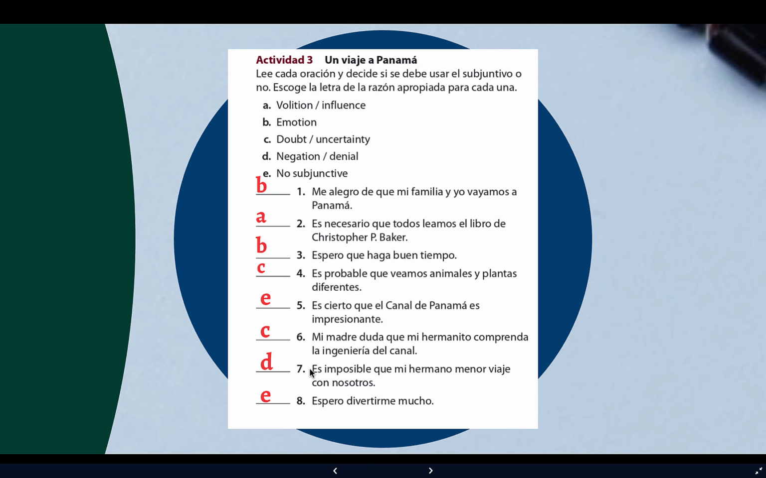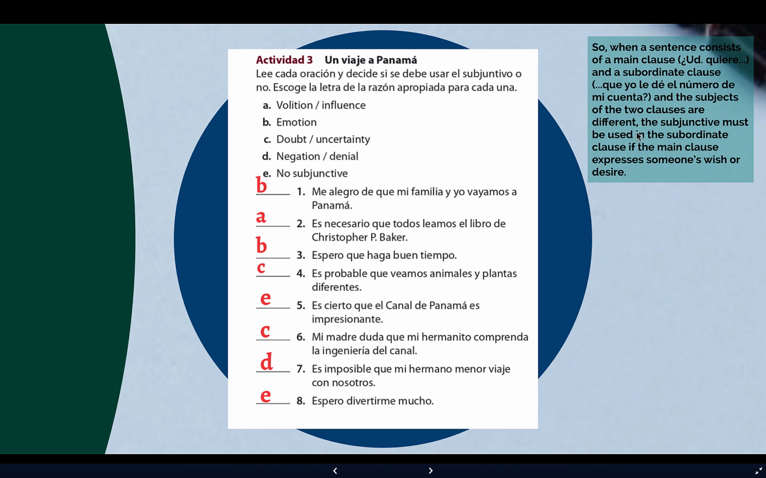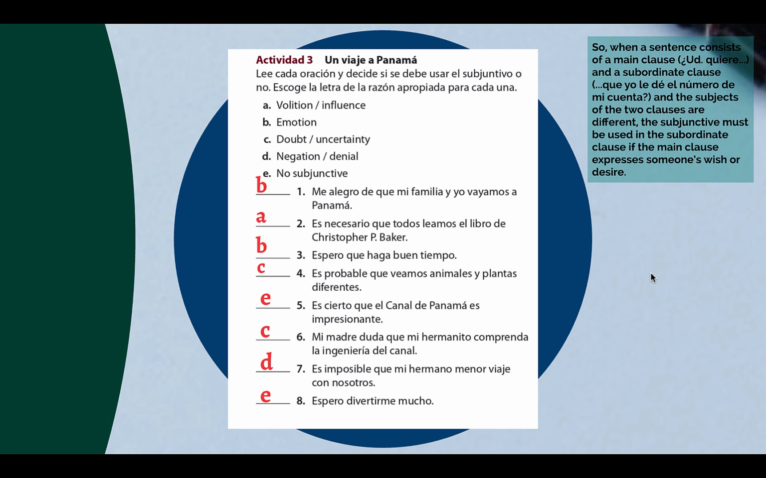Number 7. Es imposible que mi hermano menor viaje con nosotros. It's impossible. Es imposible. Negation and denial. And finally, espero divertirme mucho. I hope to have a lot of fun. As you can see, there is no change of subject here, and therefore we use the infinitive and no subjunctive. So, when a sentence consists of a main clause, for example, usted quiere, and a subordinate clause, que yo le dé el número de mi cuenta, and the subjects of the two clauses are different, the subjunctive must be used in the subordinate clause if the main clause expresses someone's wish or desire.